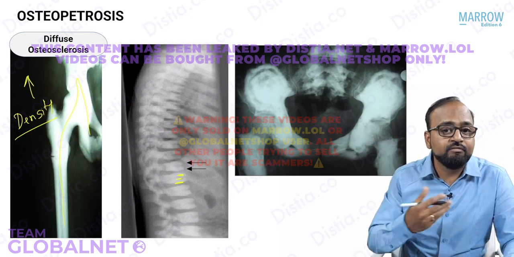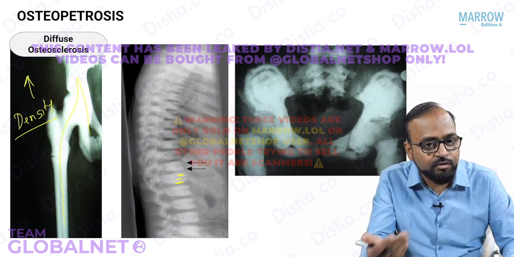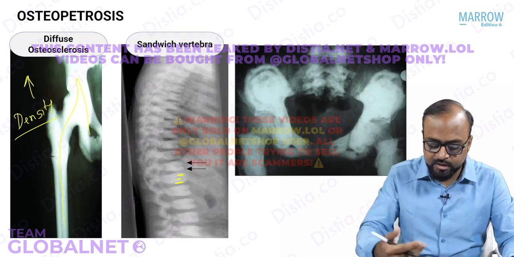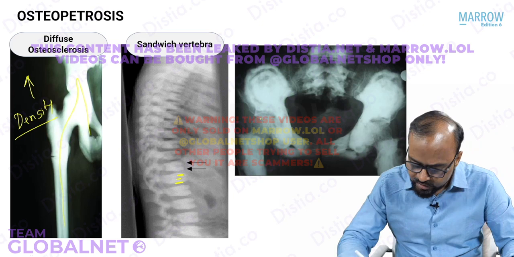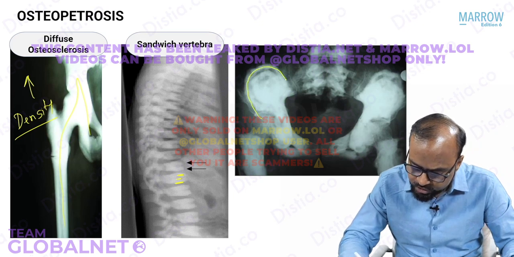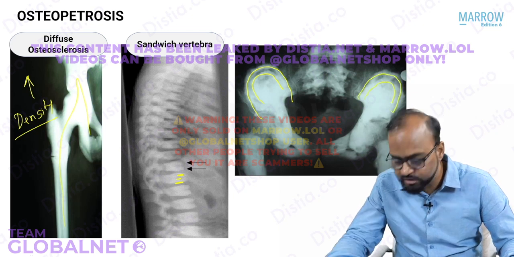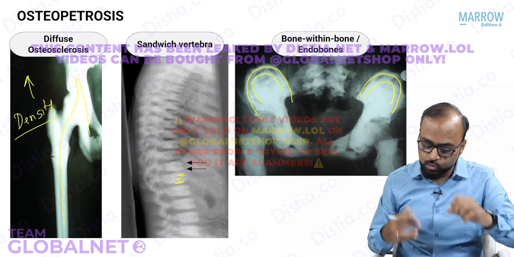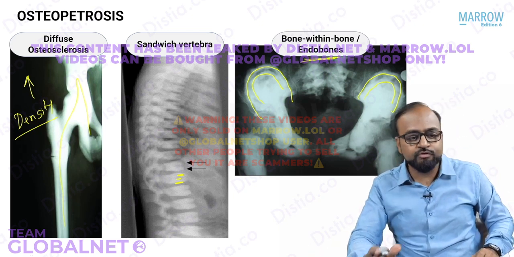We have discussed this when we discussed rugger jersey spine. Rugger jersey is caused by hyperparathyroidism. This sandwich-like appearance is a feature of osteopetrosis. Another feature of osteopetrosis is that you see a bone shaped like this, and inside it you see another bone-like structure. So there is a bone inside which there is another bone. This is called a bone within a bone appearance or endobone appearance, which is also a feature of osteopetrosis.